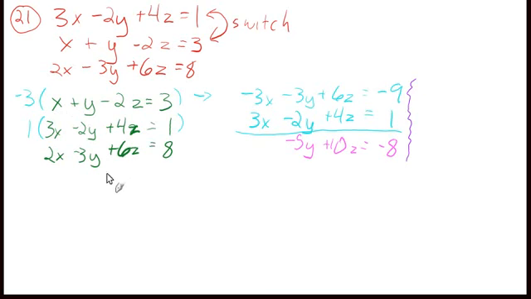So I'm going to take this guy, I'm going to multiply it by negative 2 this time. So I'll just use purple. You'll know that this is going to transfer to the purple. Negative 2x minus 2y plus 4z equals negative 6. This I don't have to do anything to. It's going to remain 2x minus 3y plus 6z equals 8.